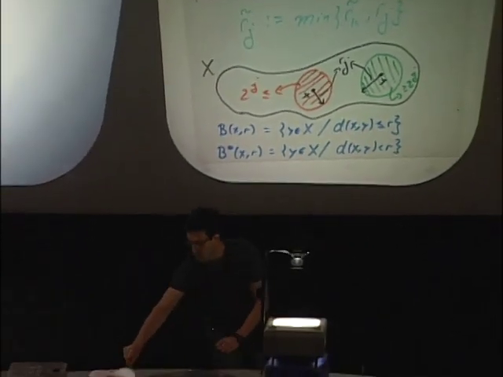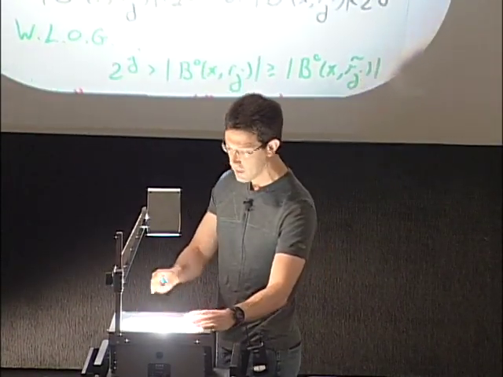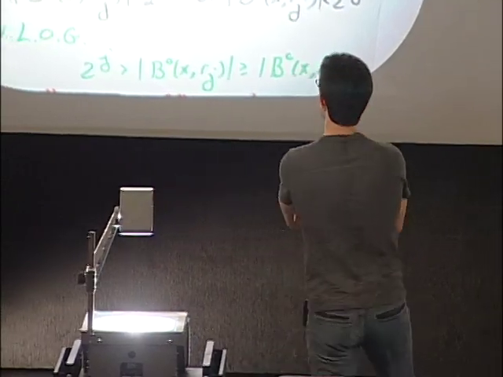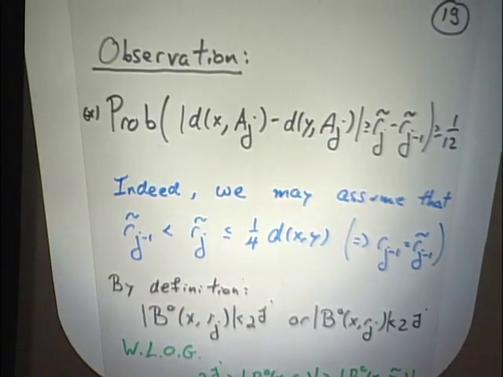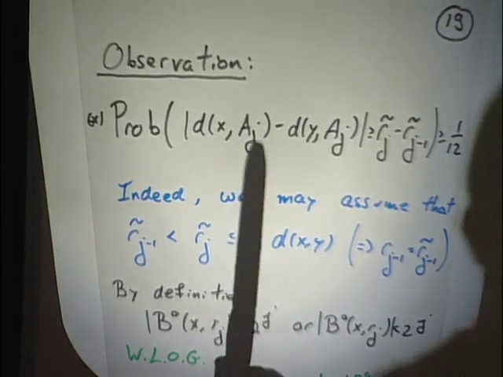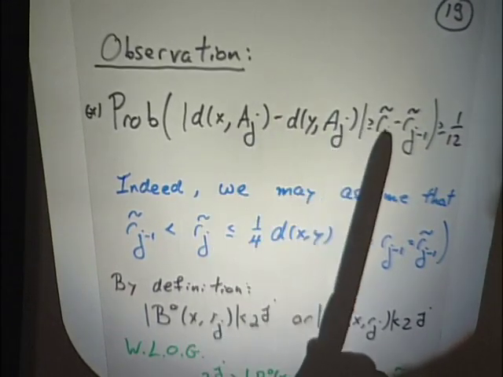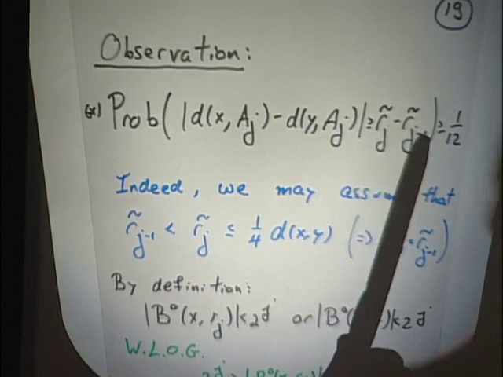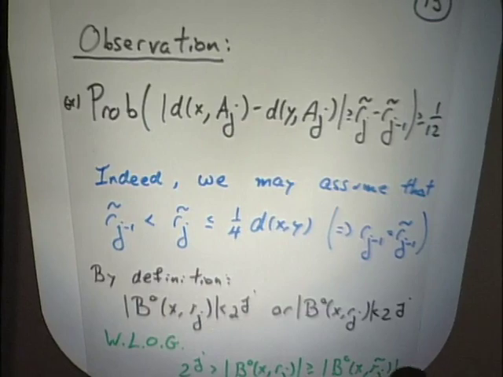So for this pair of points, I chose a sequence of radii. And the key fact is about the probability, where Aj is this random subset, each point is in with probability 2 to the minus j. The probability that the distance from x to this random subset and the distance from y to this random subset are at least the increment of the different radii is just some constant. I wrote 1/12, but it's a universal constant. That's the only thing that matters.